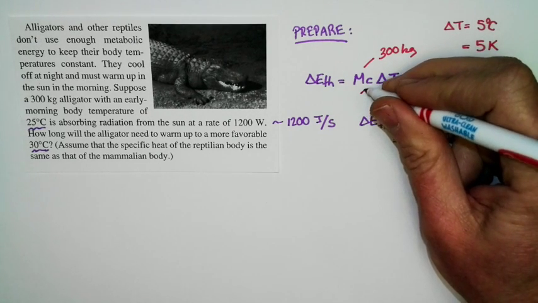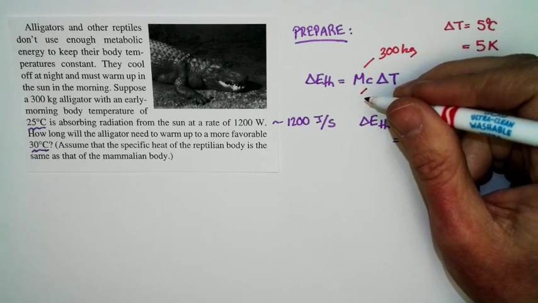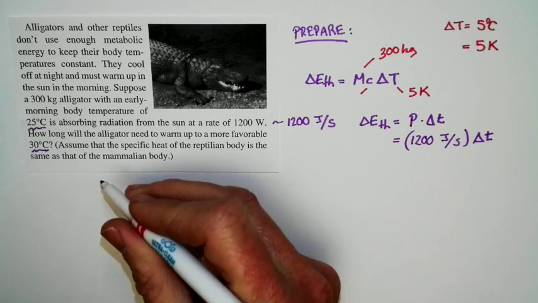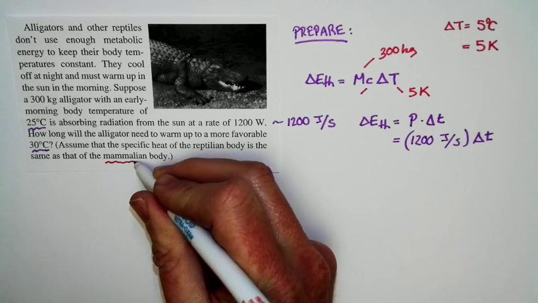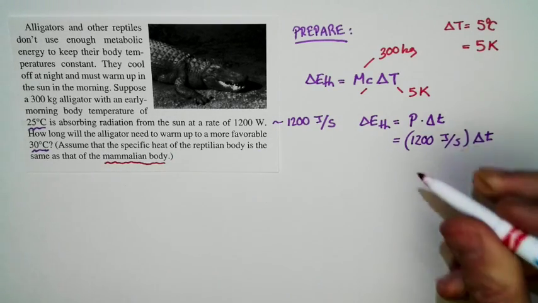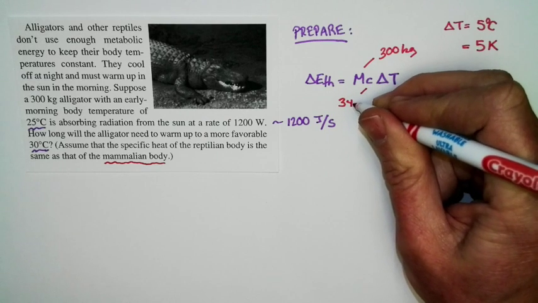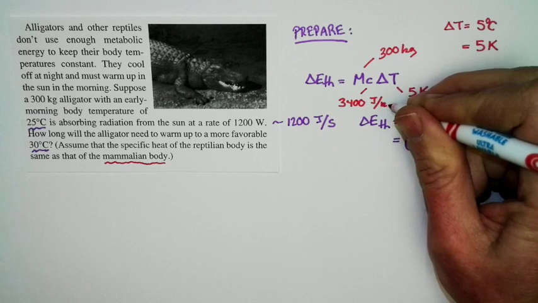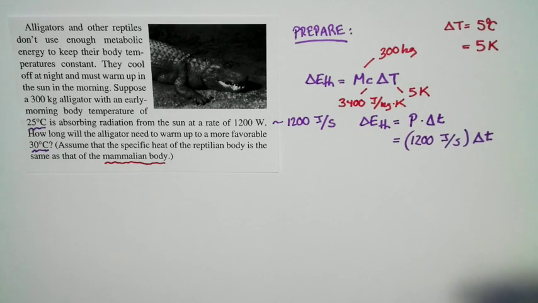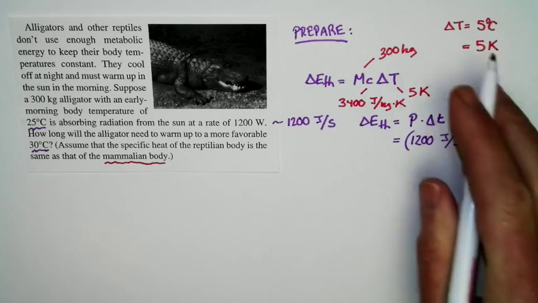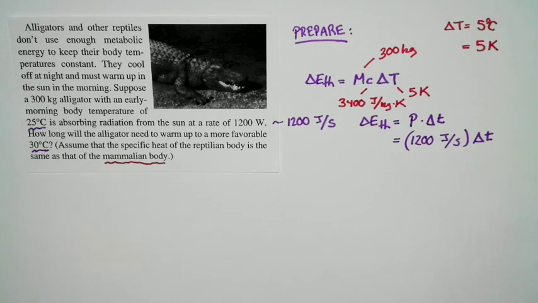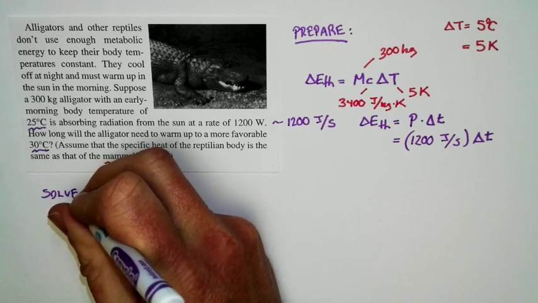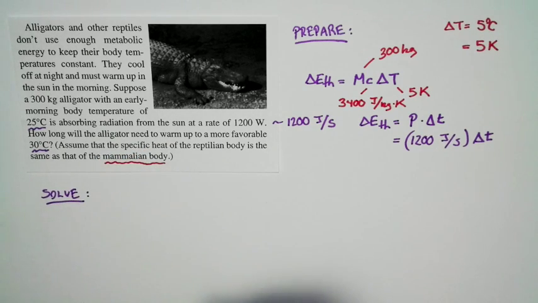How about C? What is the specific heat of an alligator? Well, there's a table in the book where you're given the specific heat of the mammalian body, and we're assuming that for a reptile, it's about the same as the specific heat of the mammalian body. And so it's 3,400 joules per kilogram per Kelvin. So we have all the data that we need. We've collected all the pieces together. Now what we're left with is putting the numbers together and completing our solution.